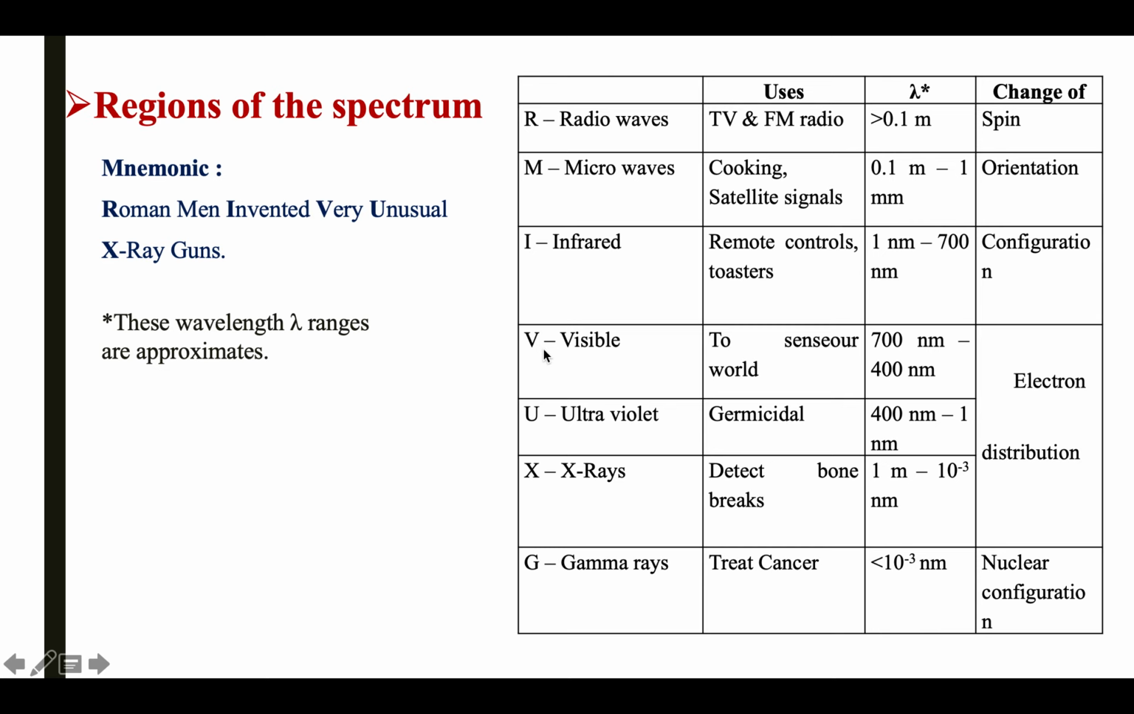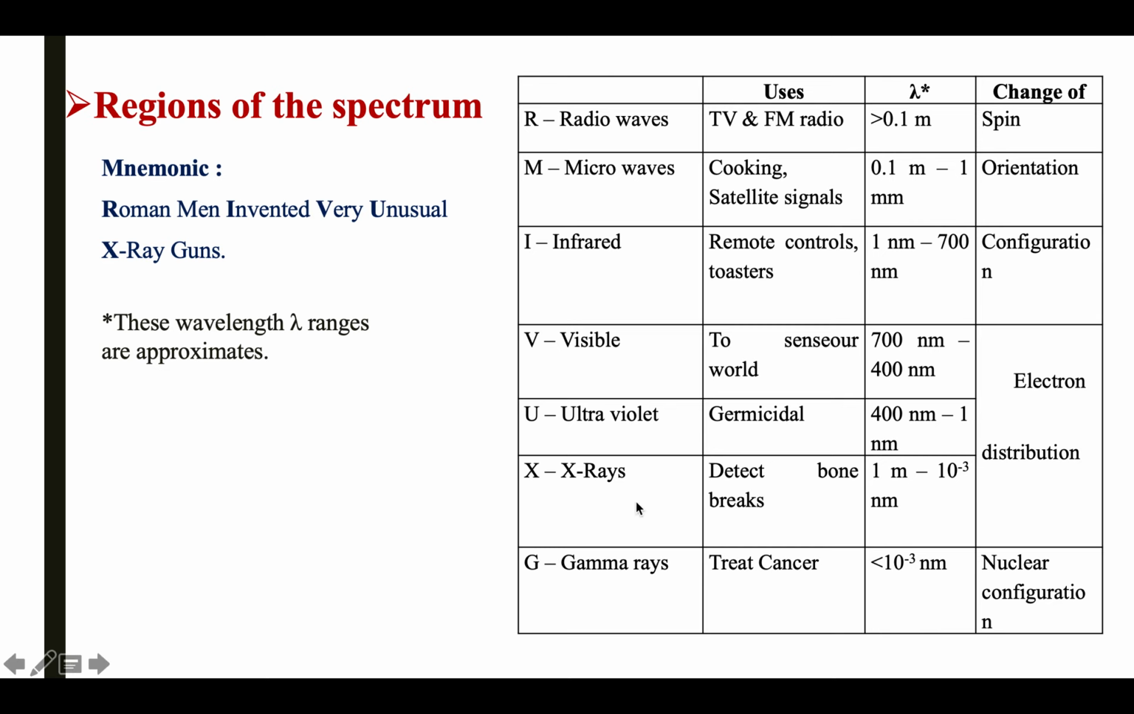The next one is visible electromagnetic radiation, which lets us sense our world, just to see with our naked eyes. The typical range is 700 nanometer to 400 nanometer. This is responsible for the change in electron distribution. The next one is UV, that is ultraviolet. This is germicidal, used to kill germs. The typical range is 400 nanometer to 1 nanometer.